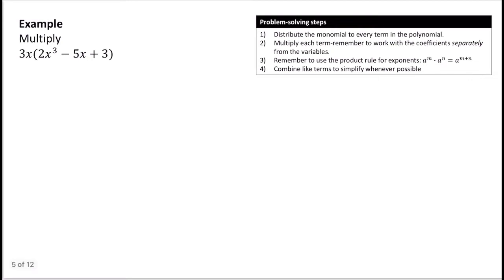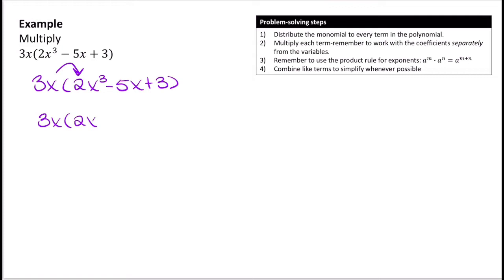So I'm going to take that 3x and I'm going to distribute it to every term that's in that second expression. So let's go ahead now and do that. So I have 3x times 2x cubed, so I'm going to write that first. And then we have minus, and we have 3x times 5x. And then we have a plus, and we have 3x times 3.